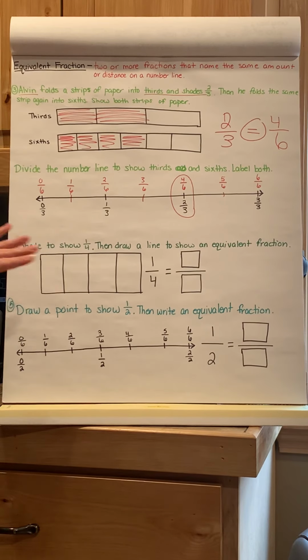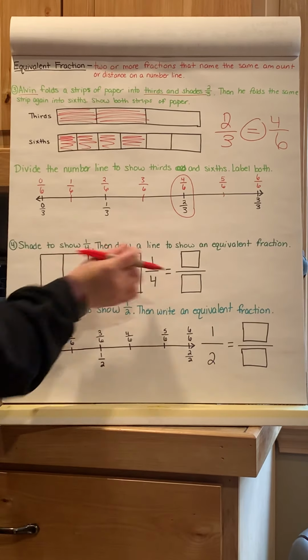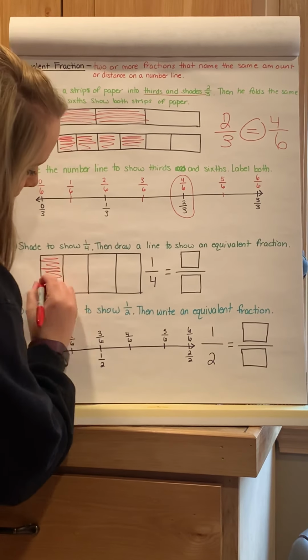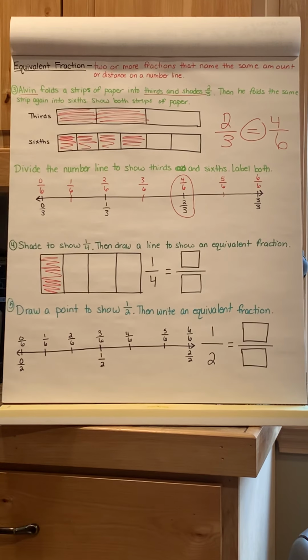Now, we're getting away from our fraction strips and our number line. We're going to go back down to just shading. So, shade to show 1/4. It's already split into fourths. I'm showing 1/4. I have 1 out of my 4 shaded. Then, draw a line to show an equivalent fraction. So, I'm already split into fourths, and it only tells me to draw 1 line. And remember, they have to be equal parts.